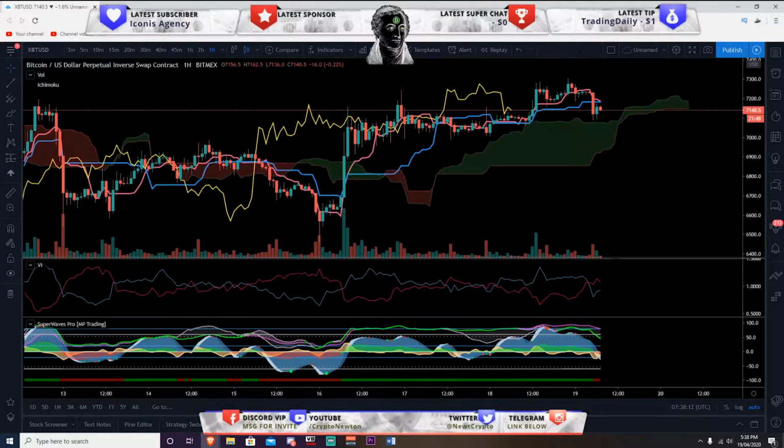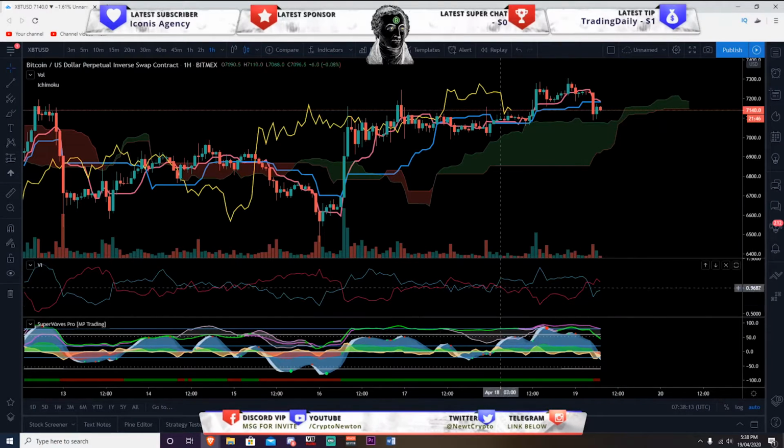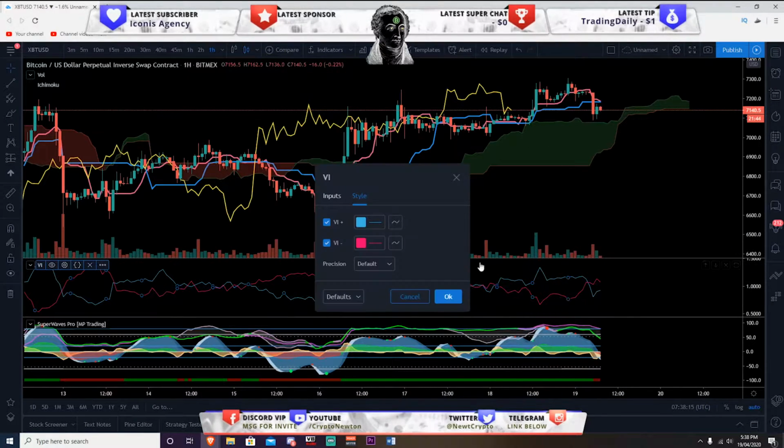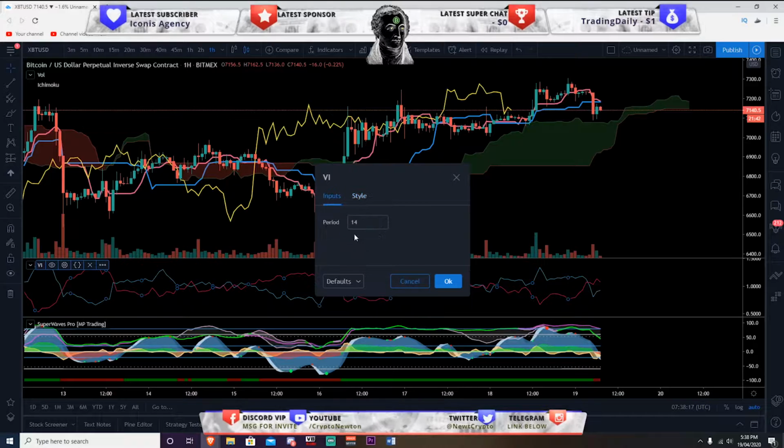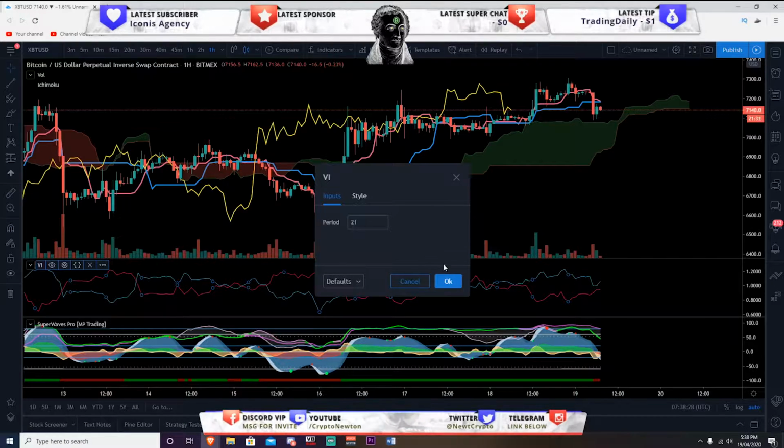Okay, so we're going to make these a little bit smaller here, looking good there. Now we're going to change the input to this. You're going to change the input to 21. The 14 is good, but only if you're trading the higher time frames. For us, since we're scalping the lower time frames, it's going to be good to put it on 21.